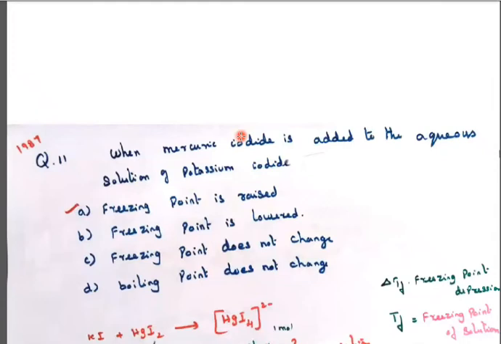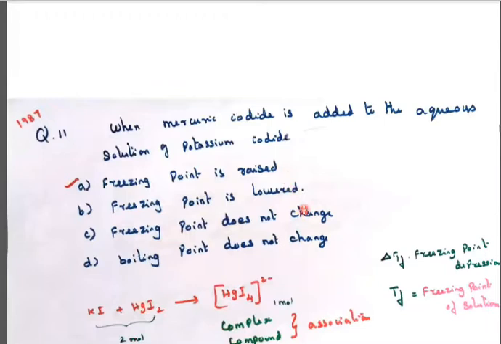To the next set of the questions. Previous year question, 1987. When mercuric iodide is added to the aqueous solution of potassium iodide, freezing point is raised, freezing point is lowered, freezing point does not change, boiling point does not change.